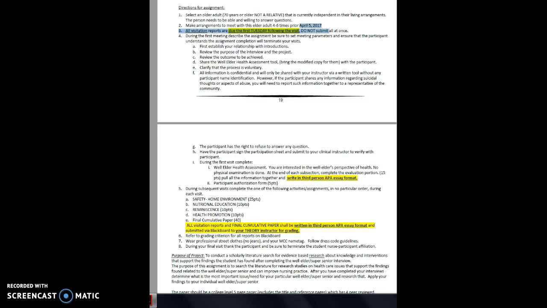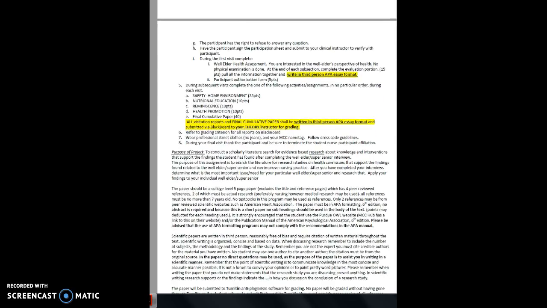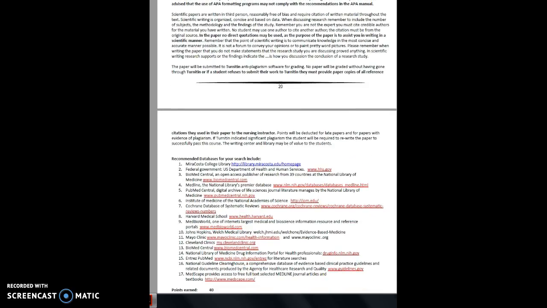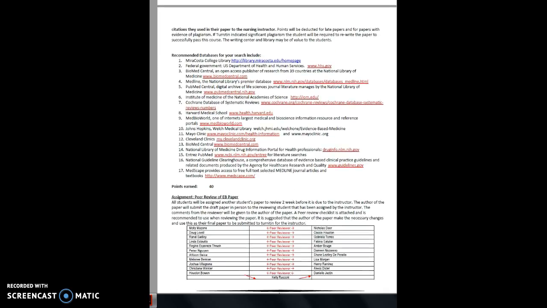So what you are looking at is, after you've completed your interviews, you're going to find some research that supports your findings. So, for example, if you find that your well elder, your super senior, they're not patients, they're healthy, maybe they have a lot of medications going on, and so you're suspicious of polypharmacy. That would be the direction you would go and do your research paper in. So it supports the findings of what you find when you do your interviews. And here's the description of how to do the paper and some resources for you.